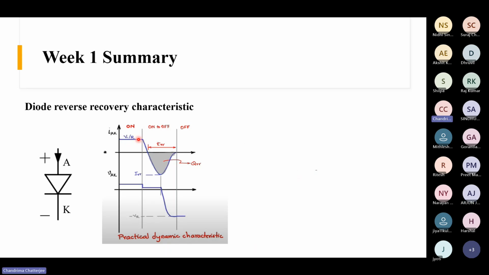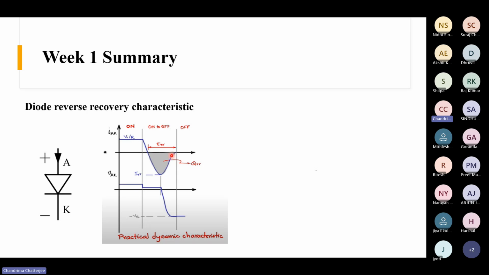For an ideal diode, what would have happened? The current would immediately become zero, in zero time, and it would remain zero. But for an actual diode, it doesn't happen. The current comes down with some slope, reaches zero, and goes negative. It will not stop here. It goes negative and then after some time it becomes zero. You can see this characteristic, right?